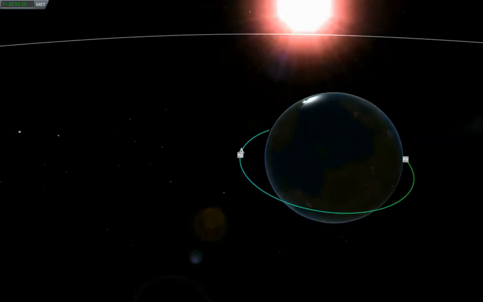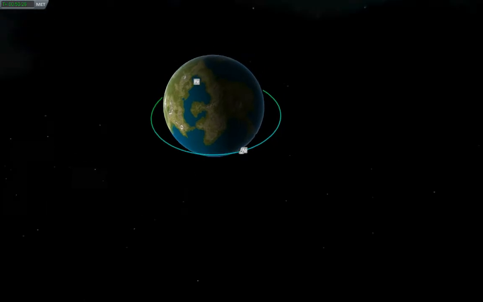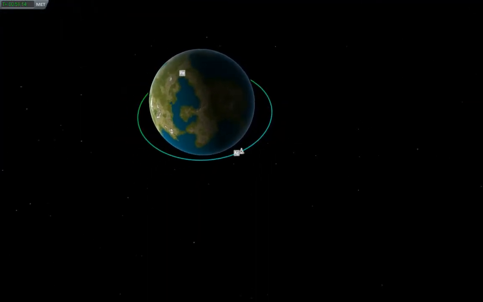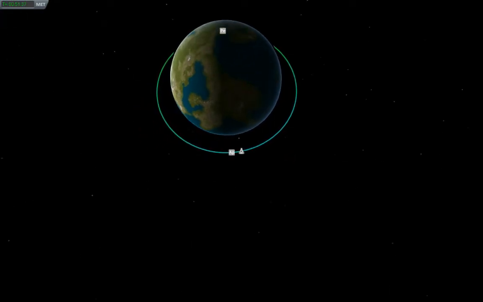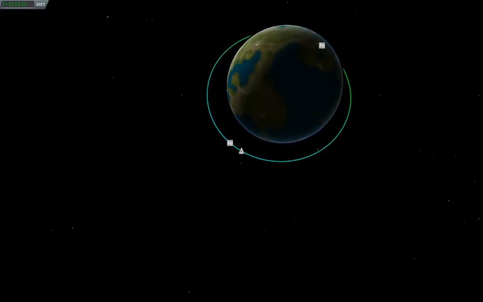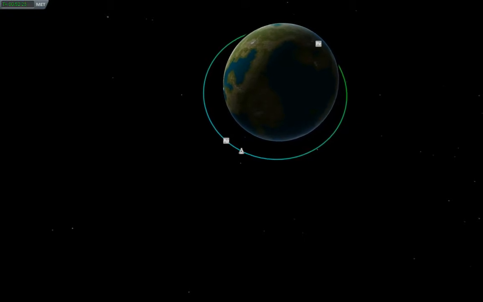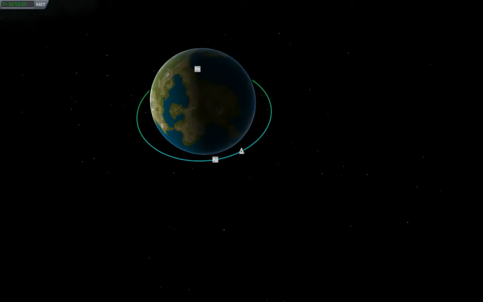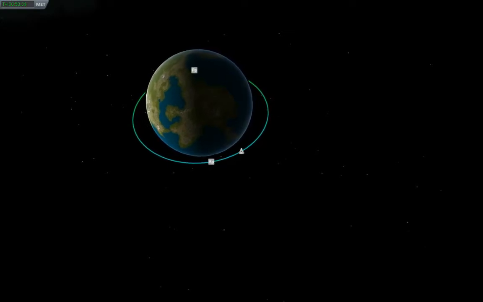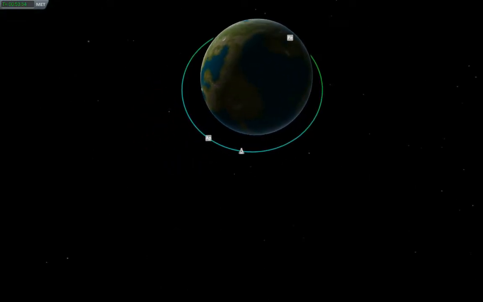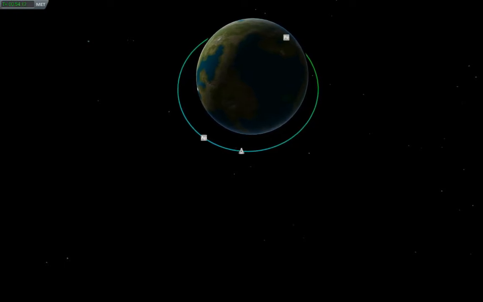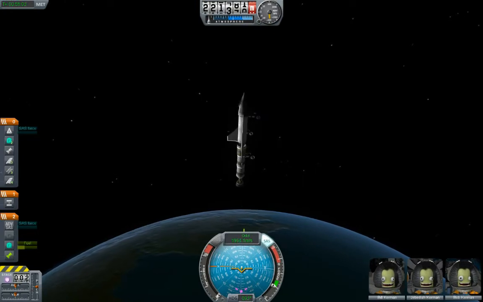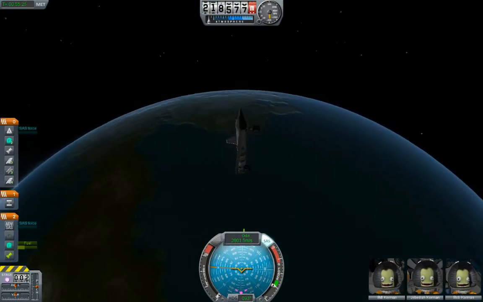Okay, so now let's think about this. I want to try to get back to Kerbal Space Center. This is something I have no practice with doing, which means I need to move the periapsis over into the atmosphere over here. I don't know how to do that. Got a little less than half a tank of fuel to do it with.